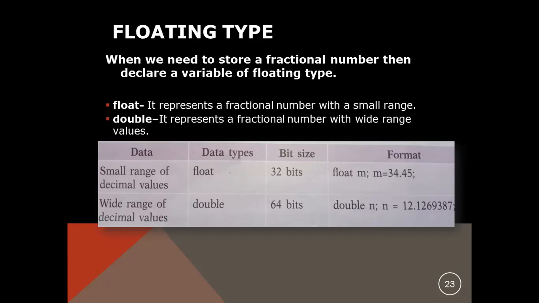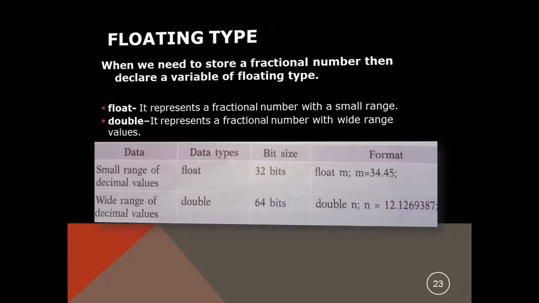Now look at the table given. From the table itself, you can understand that float, that is a small range of decimal value, is of size 32 bits, whereas double is of 64 bits. So automatically you can understand from the table that double is bigger than float. So if you are having a bigger decimal number, say 12.126938.7, then it is a wider range and double can be used instead of float. Again, you have to remember the bit size for both float and double.